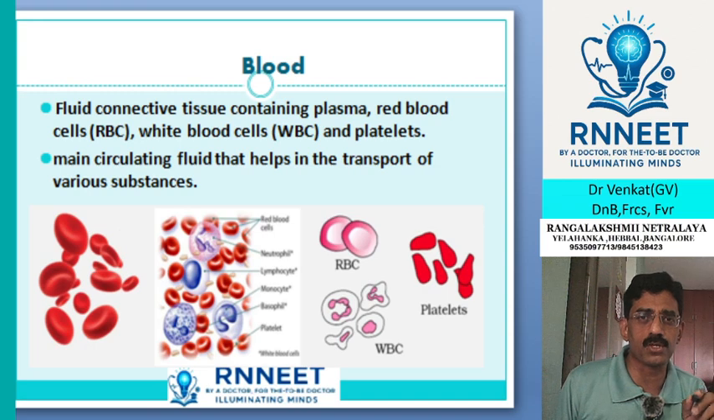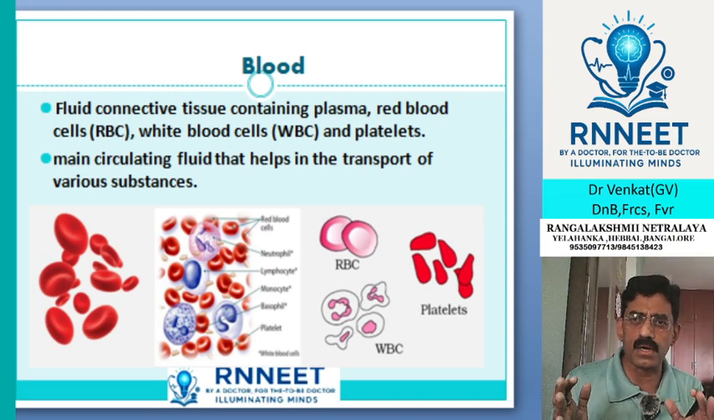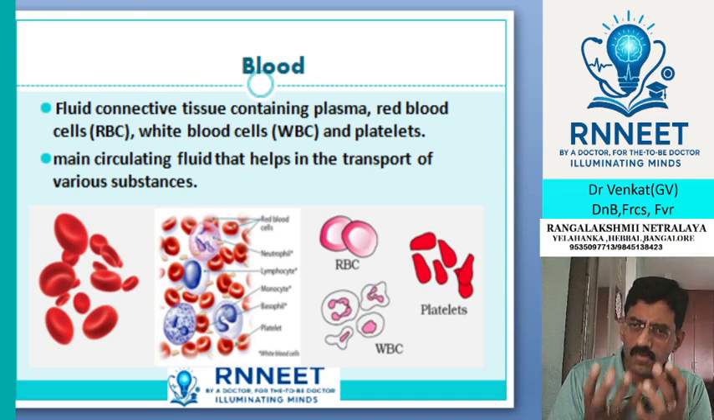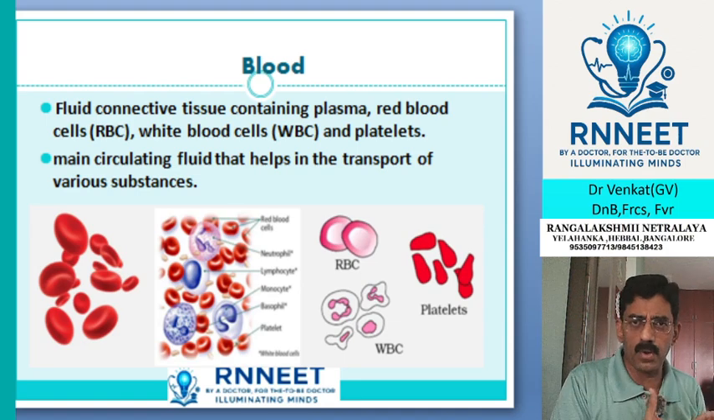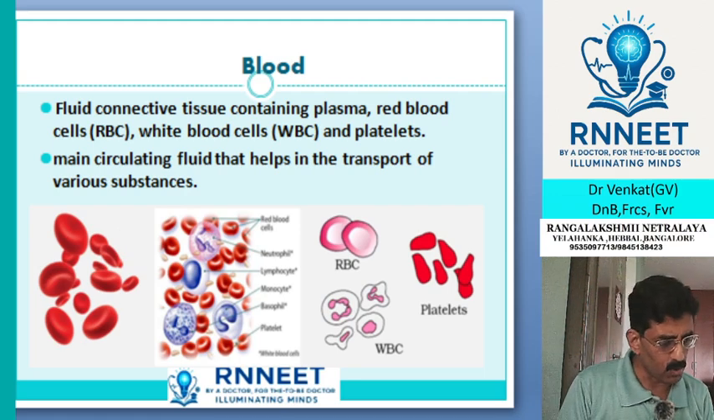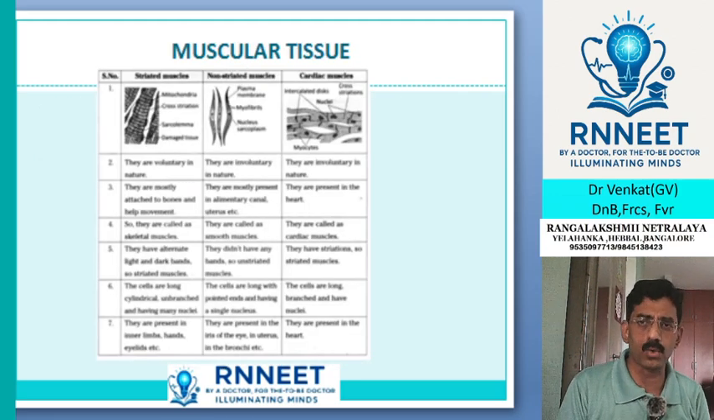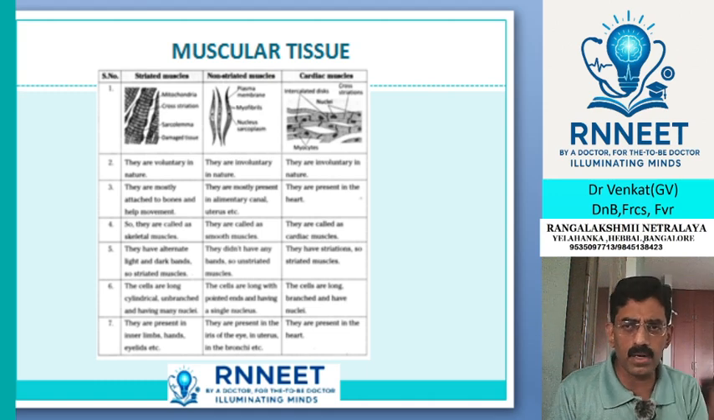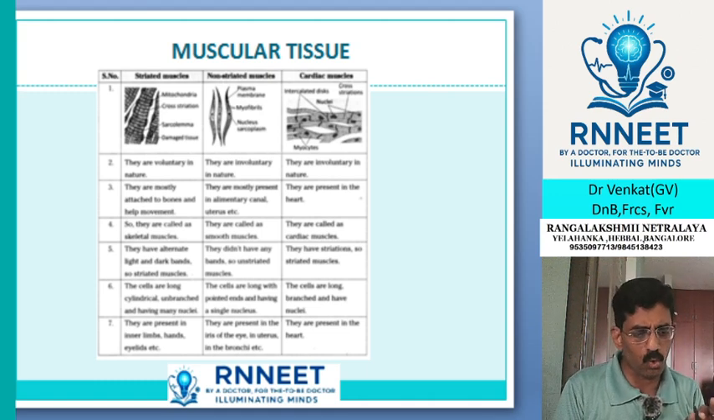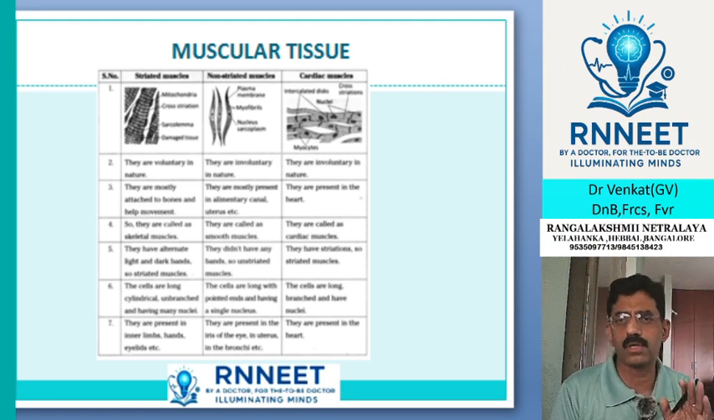The fluid connective tissue basically contains the whole plasma, the liquid blood with all the blood cells in it. This is a very important topic, and we're going to cover this in much more detail in the circulatory system when we come up. So I'm not going to rush into that. What is most important, another aspect of this chapter which you need to read a little more elaborately and understand, is the muscular tissue.